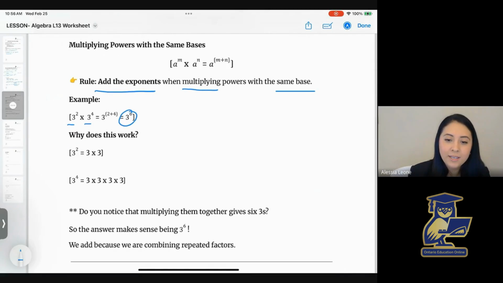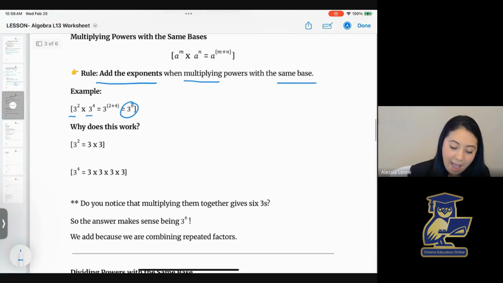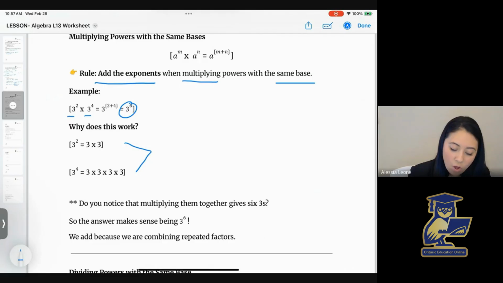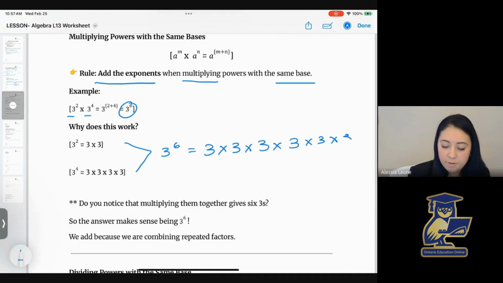Why does this work? If we write it out in repeated multiplication, 3 to the power of 2 is 3 times 3. 3 to the power of 4 is 3 times 3 times 3 times 3. How many 3s do we have all together? We have 6. We have 3 times 3 times 3 times 3, 2, 3, 4. That is what we have when we put them all together.